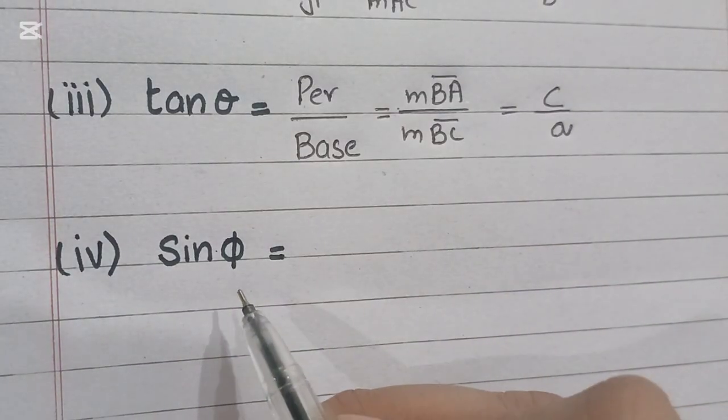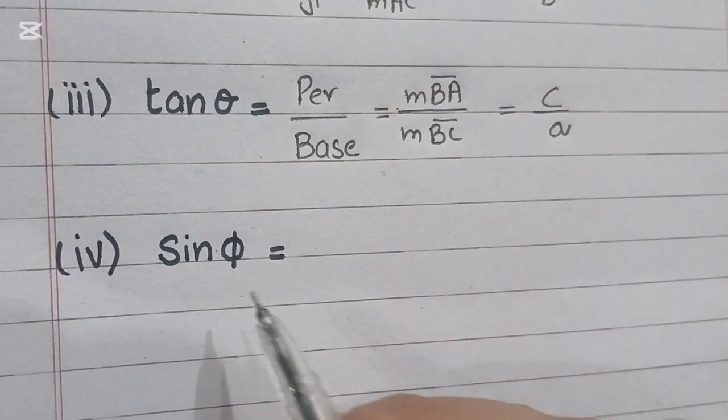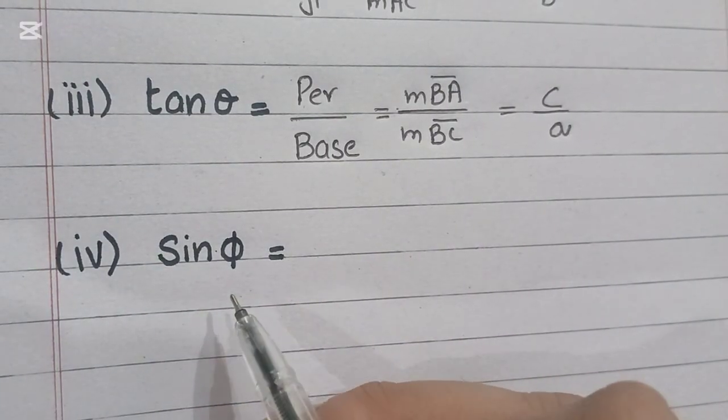In the fourth part we have to calculate sin phi. The angle on the basis of which we calculate has now changed, so the perpendicular and the base sides change.